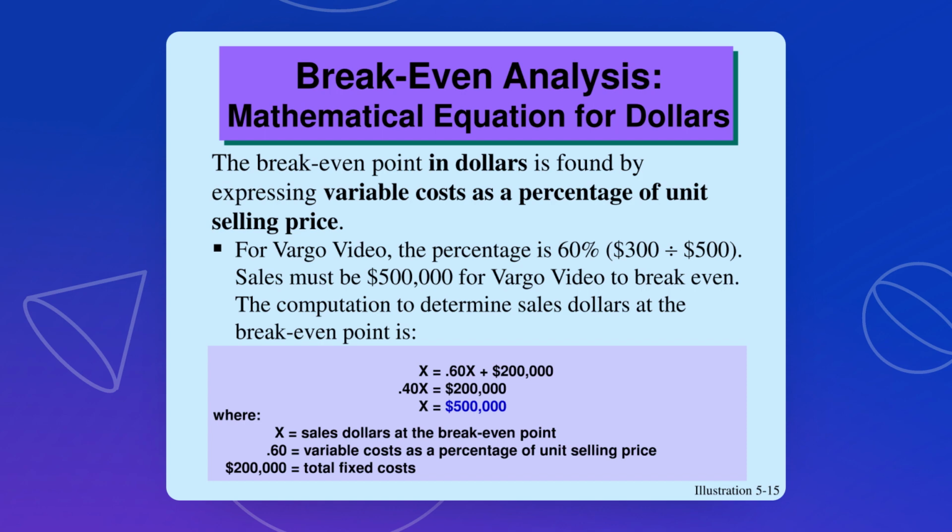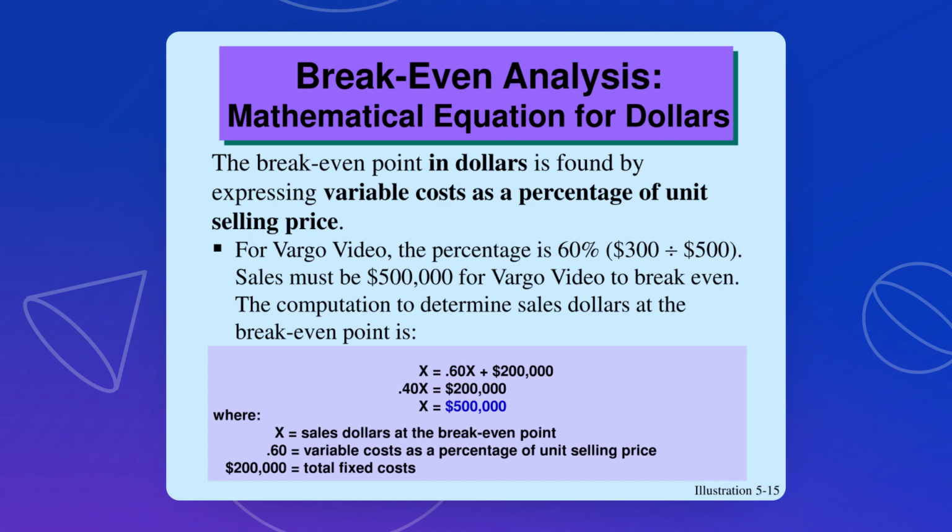The computation to determine the break even is that X at 100% is equals to 60% variable cost ratio plus you have 200,000 as your fixed cost. Lagay mo lang sa kabila yung 0.60. Since X is at 100%, 100 minus 60, you have 0.40X is equals to 200,000. Your X here is at 500,000. Ano bang ibig sabihin class nito?